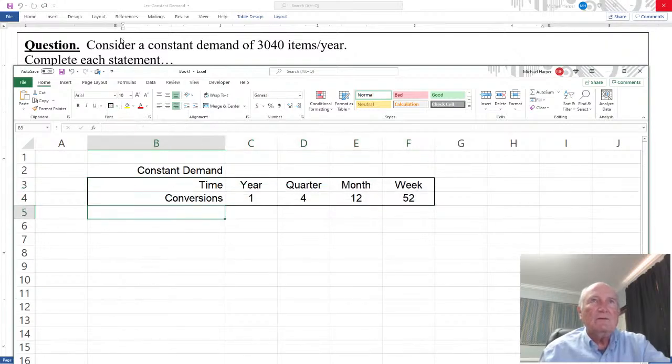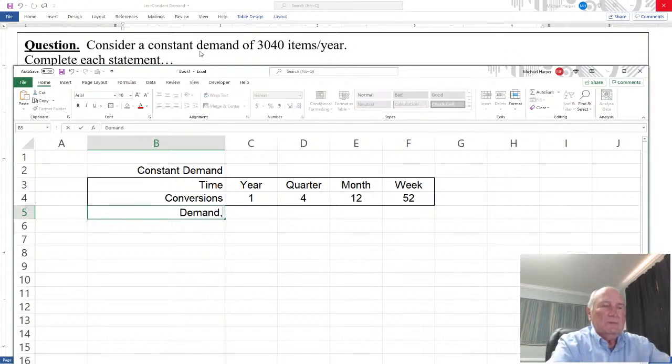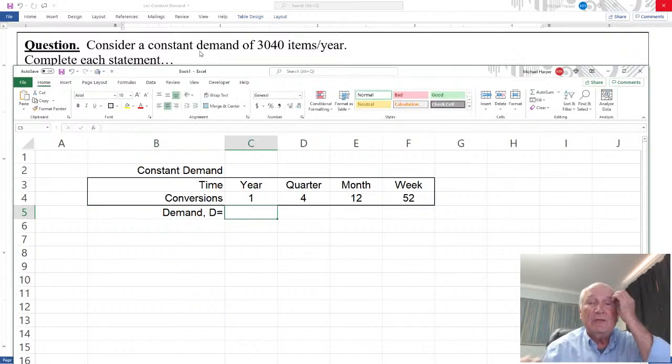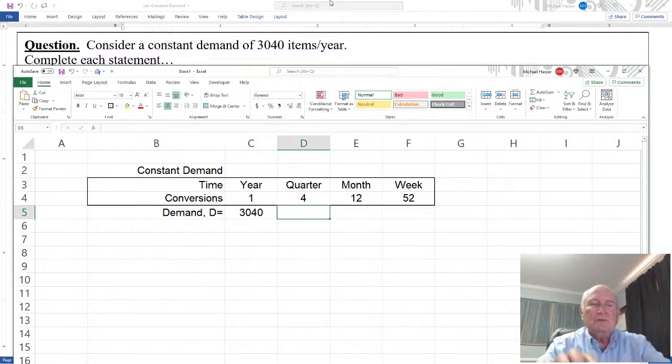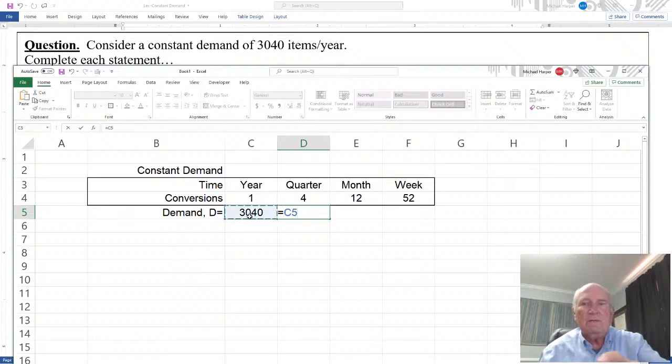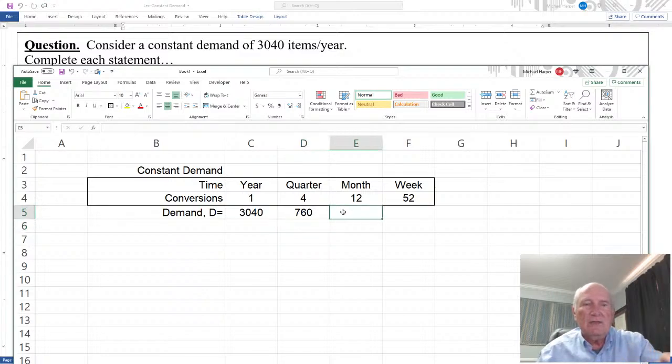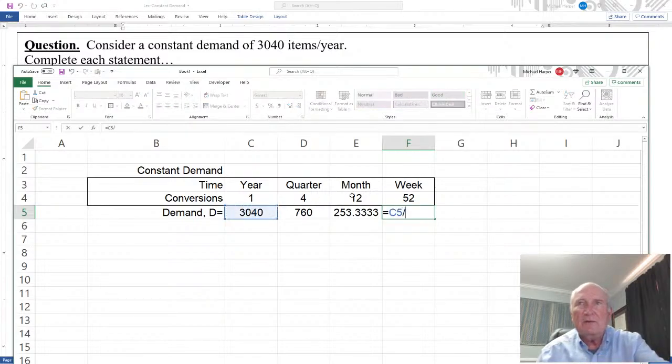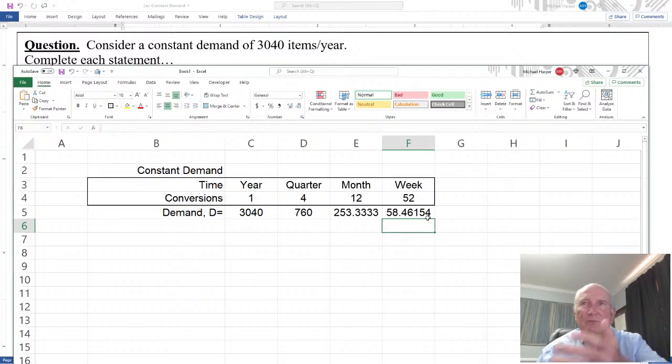Now the demand up here is D equals per year it's 3040. Per quarter, that's 3,040 divided by 4, which is 760. Per month, that equals 3040 divided by 12, which is 253 1/3. Per week, that equals 3040 divided by 52, and that's going to be almost 58.5. So there's the demand.